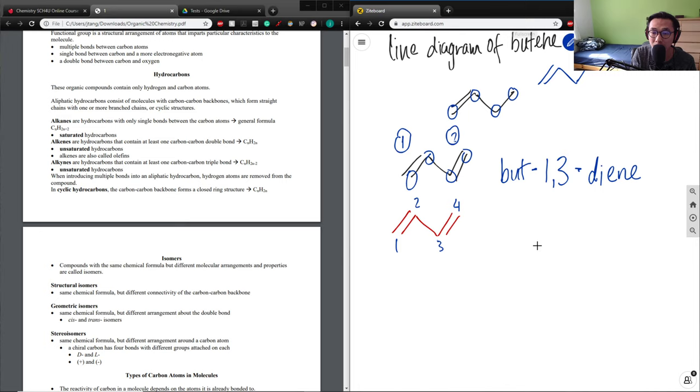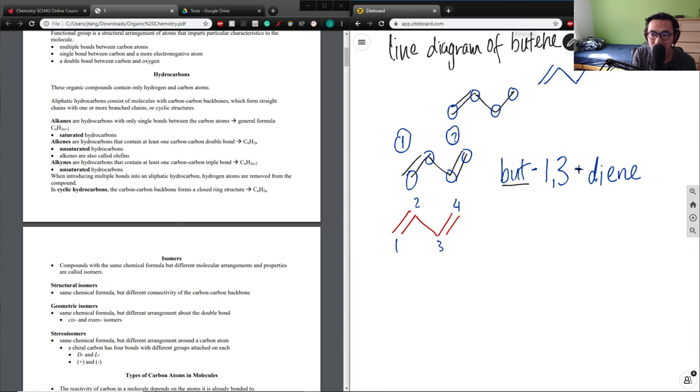Just to break it down, again, bute represents the longest chain of carbons. I have 1, 2, 3, 4. My prefix is bute. 1, 3 represents where my carbon double bonds are, so I have a double bond at carbon 1 and a double bond at carbon 3. This di represents that I have two carbon double bonds. With one double bond, I don't need to put di, but with two double bonds in a compound, it's di, and then it would be tri, and so on. So this is a diene here. I have two double bonds. And the ene, if we go back to the concept of alkene, is my ending for the compound.